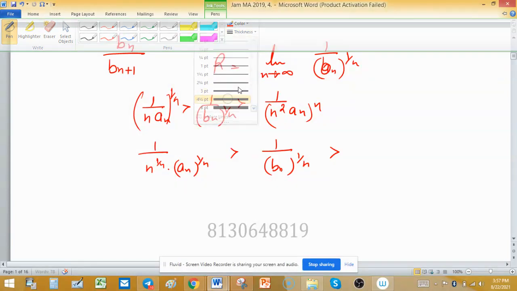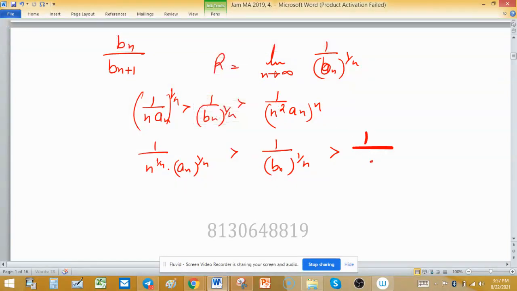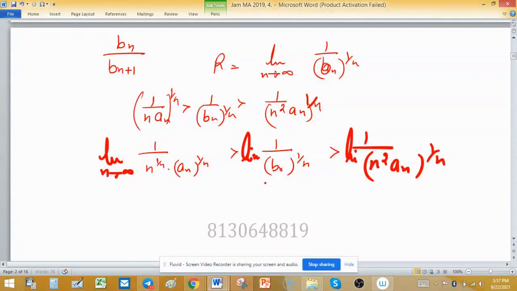is greater than (1 upon n square an) raised to the power 1 upon n. Now use limit n tends to infinity in this also, and in all. So you can say that this limit is given to us, and this is equal to 4. Not this one, not this one is given to us.